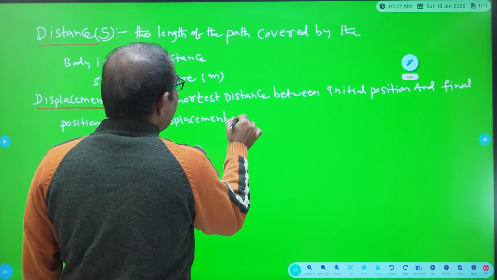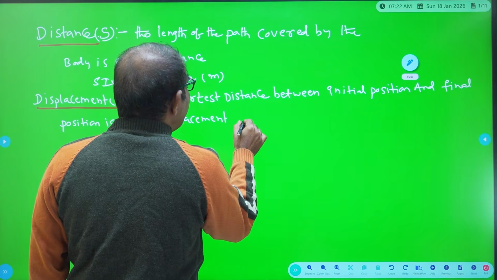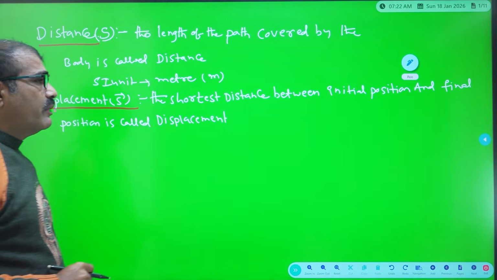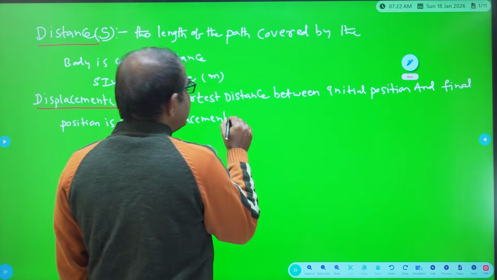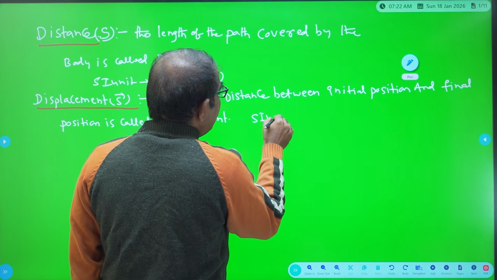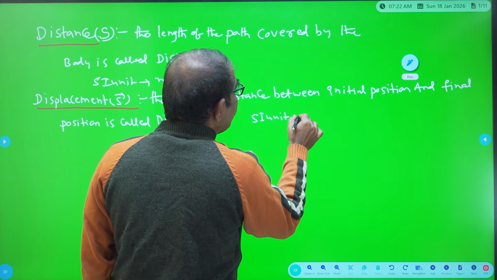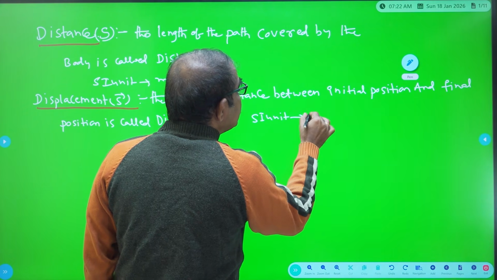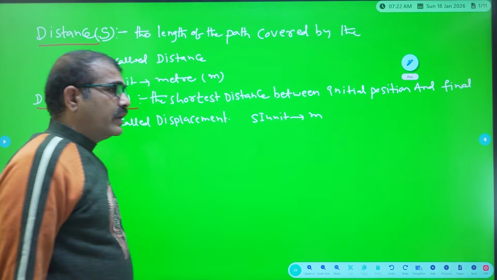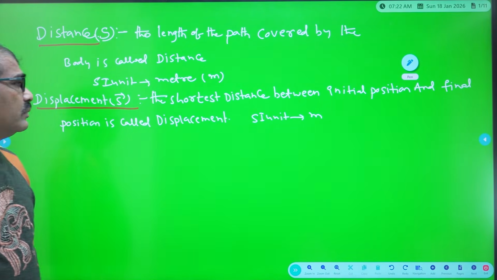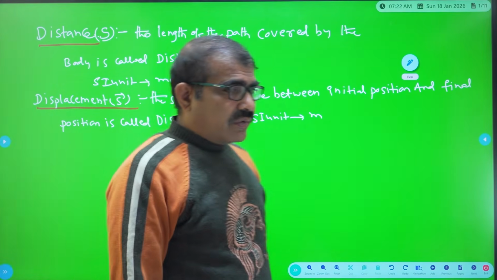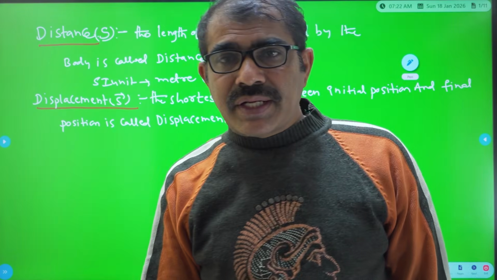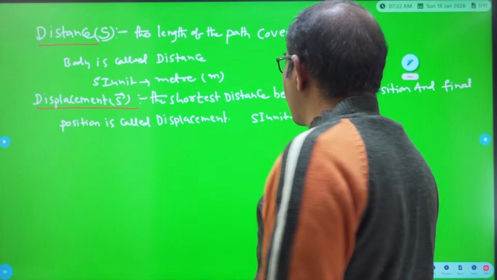So it is denoted by S bar. SI unit is meter, denoted by M. Distance is a scalar quantity. Displacement is a vector quantity.